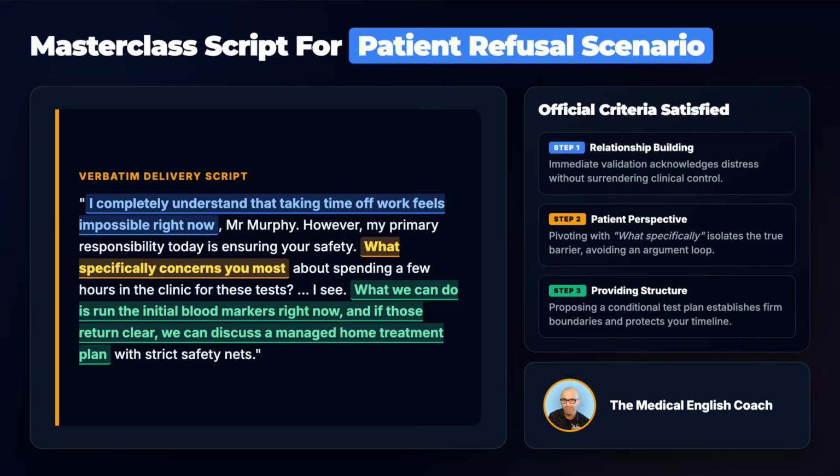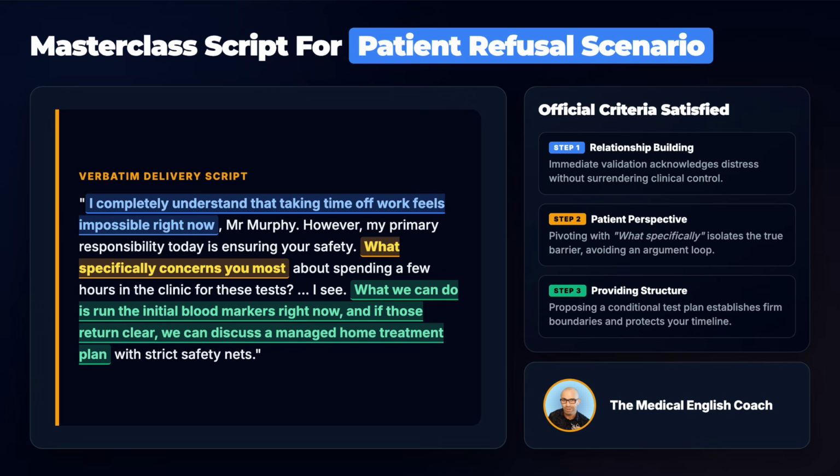However, my primary responsibility today is ensuring your safety. What specifically concerns you most about spending a few hours in the clinic for these tests? I see. What we can do is run the initial blood markers right now, and if those return clear, we can discuss a managed home treatment plan with strict safety nets.